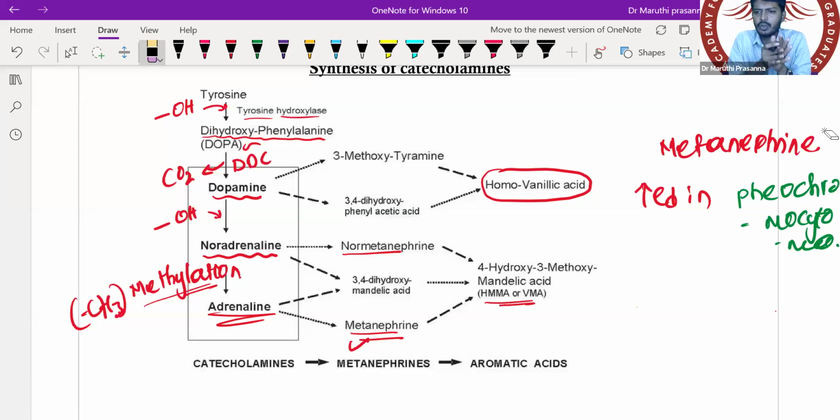Pheochromocytoma, everything is written in the notes. You would have read it in your medicine already, but I'm going to recap that once again for you people. Just listen to me.